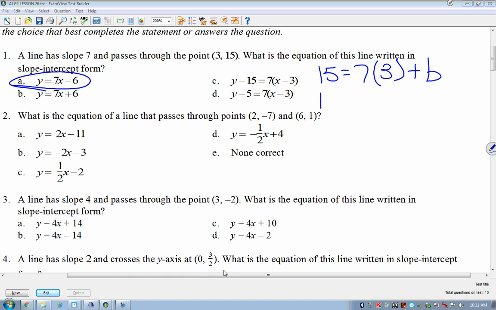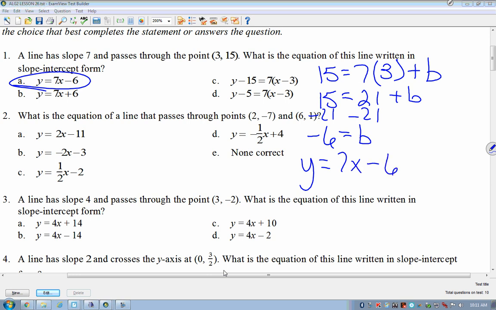Okay, so 15 equals 21 plus b. I'm going to subtract 21 from both sides. I'm going to get negative 6 equals b, right? So now y equals 7x minus 6. Do we understand that? Okay.